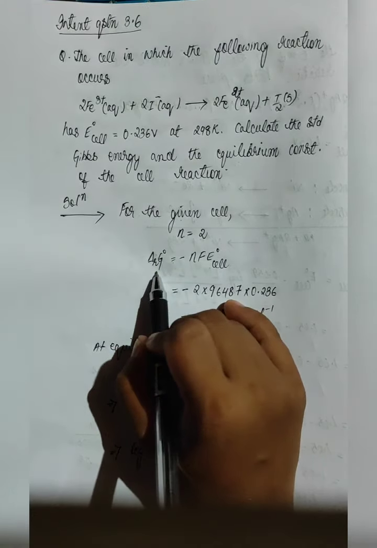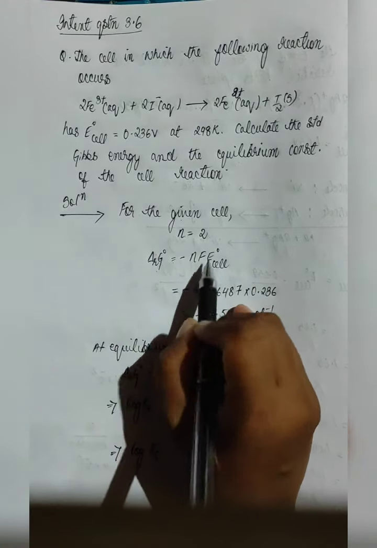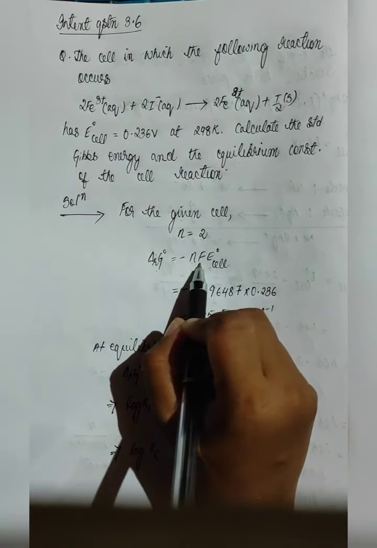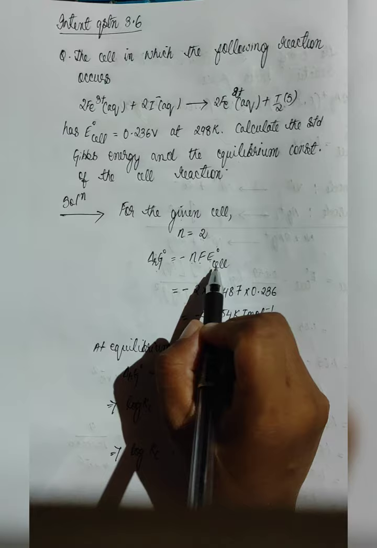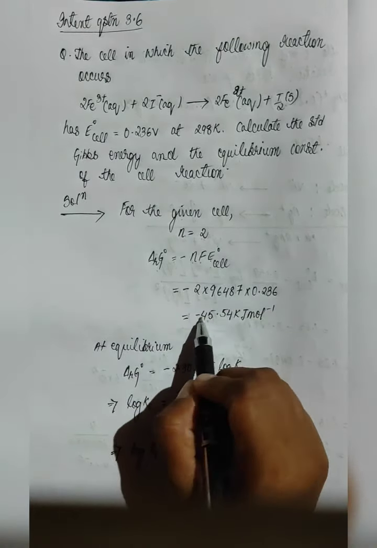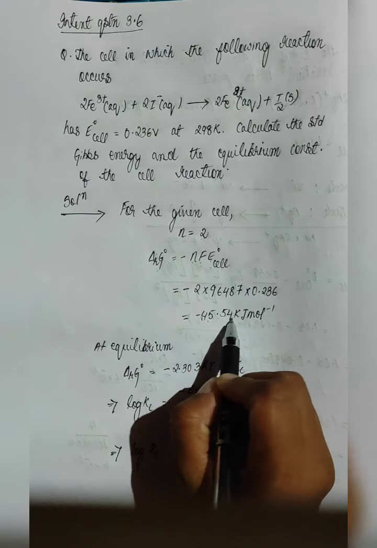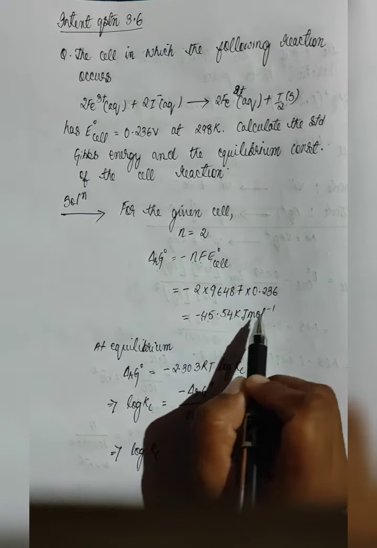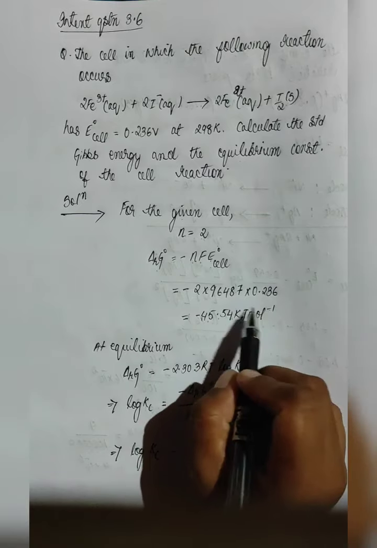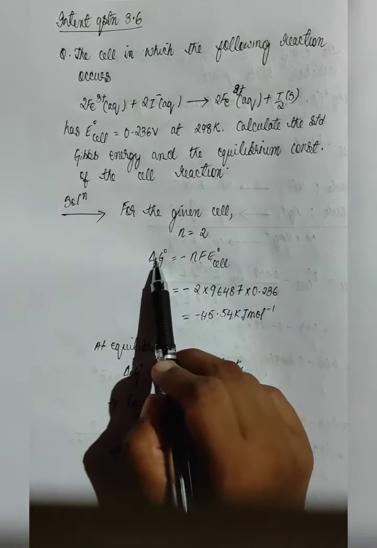And for Gibbs energy, the formula is given in this way. And we already know N is 2. Faraday's value we know. E naught value is also given in the question. So upon putting all the values, we will get minus 45.54 kilojoule mole inverse. This is the unit of Gibbs energy. Now we are done with Gibbs energy calculation.